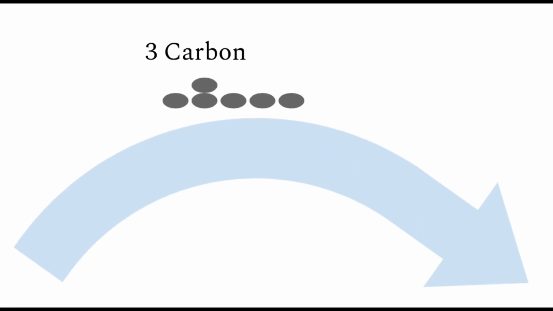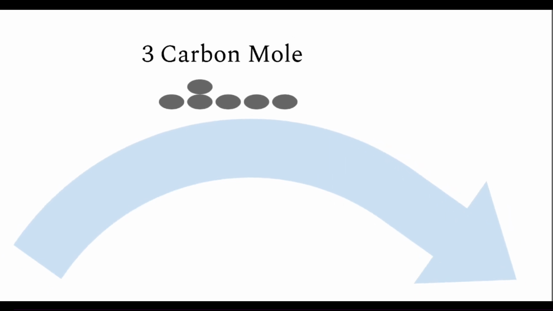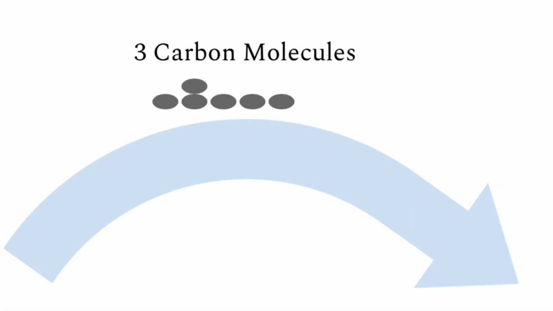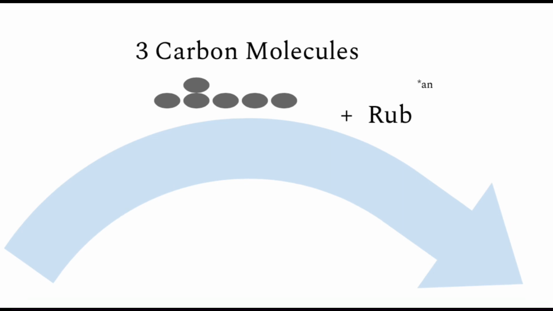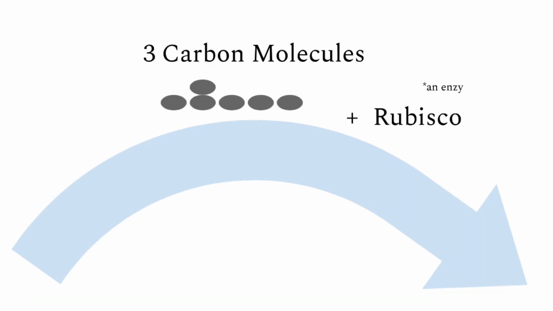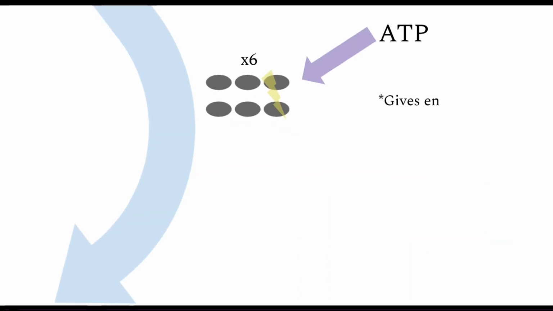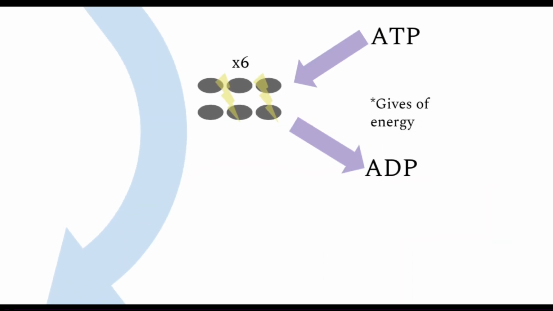The cycle begins with carbon fixation. 3 carbon dioxide molecules are received by the plant from the air. Then rubisco, which is an enzyme, causes the carbon dioxide to diffuse into 6 phosphoglycerate pieces, each containing 3 carbon atoms. After this occurs, ATP gives energy to these pieces, and then ATP turns into ADP.